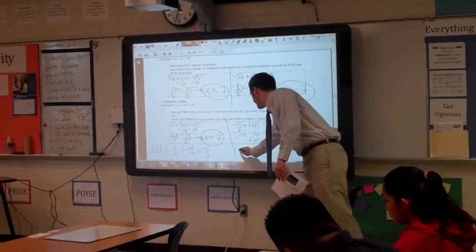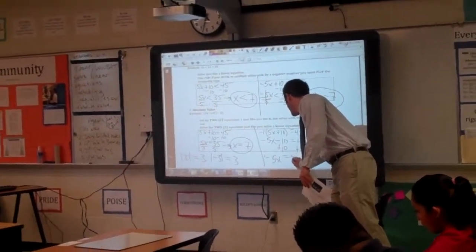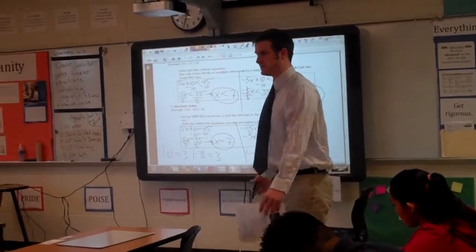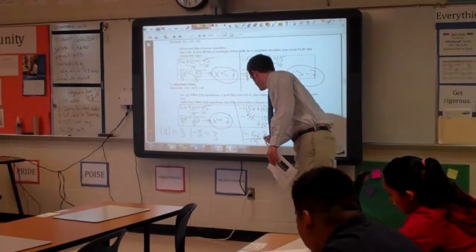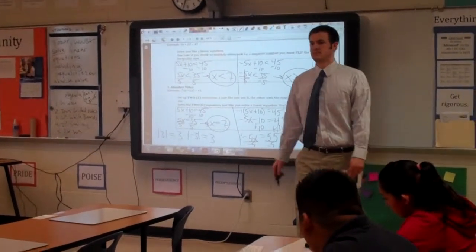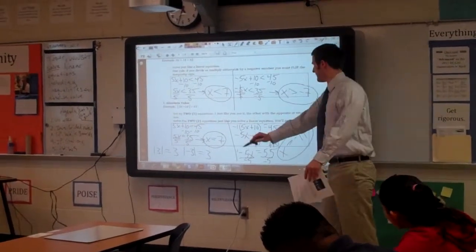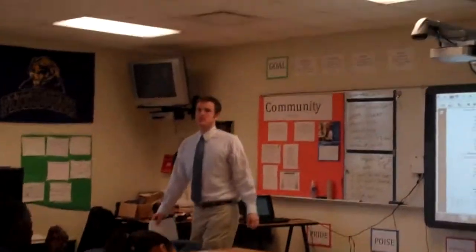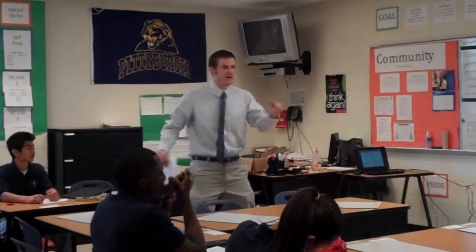I'm too tall for this board. Negative 5x equals positive 55. Now, Gabriel, what's the opposite of multiplication? Division. So you divide by negative 5. What is my next answer? Negative 11. There we go. How many answers do you get when you do an absolute value problem? 2. With absolute value, you always get 2 answers, okay?